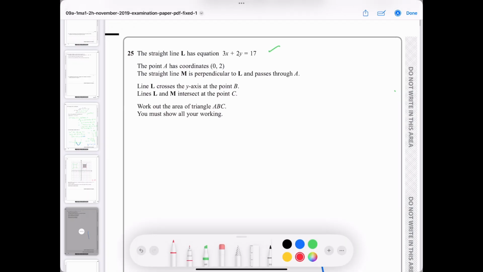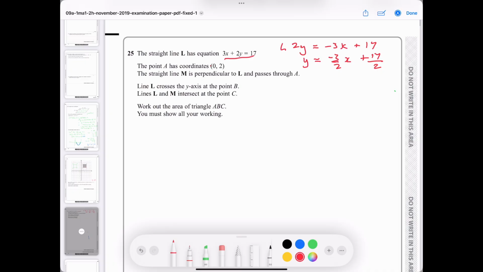Okay, on here we have the final question of the paper, and it's a straight line, 3x minus 2y equals 17. So let's convert L into y equals. So 2y equals minus 3x plus 17. So y equals minus 3/2x plus 17/2. And I'm going to leave that.